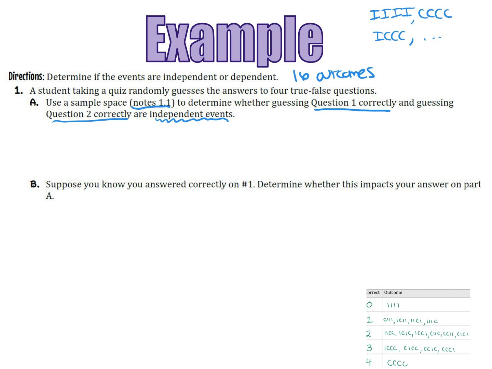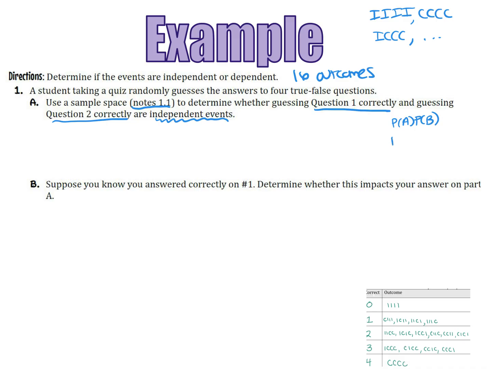So conceptually, if we think about this, it really shouldn't matter. If I am guessing and I'm not doing anything, it shouldn't matter if I guess question 1 right. That shouldn't affect whether or not I guess question 2 right. But let's look at the mathematical foundation for that. If these 2 events are independent, that means that we would just multiply the two probabilities together: the probability of getting question 1 right times the probability of getting question 2 right.